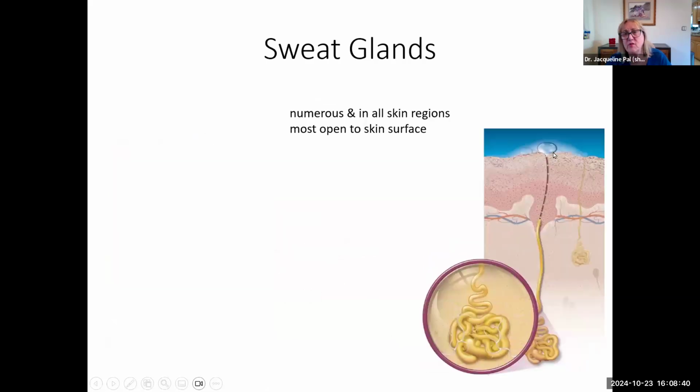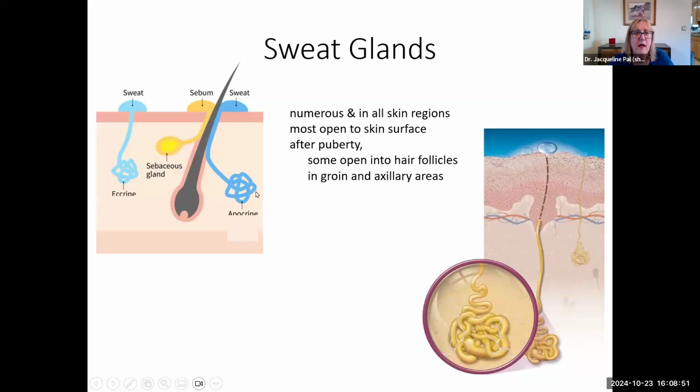Now, in contrast, let's go back to those tubular sweat glands. We have them on all regions of our skin, and most of them are going to open to the surface of our skin. But after puberty, we have them in our groin and axillary areas as well, and there they are opening to our hair follicles. So our hair follicles in our groin area and our axilla not only will have sebaceous glands after puberty, but also will have these specialized sweat glands.